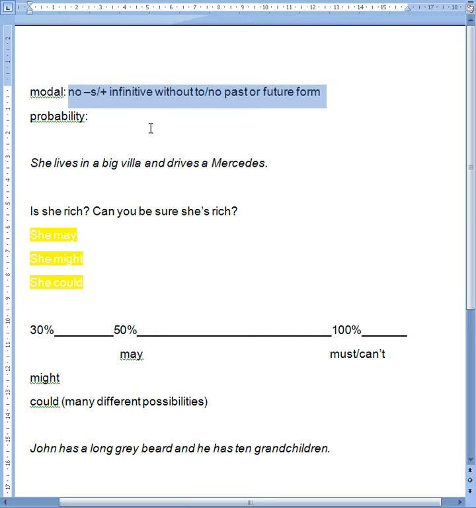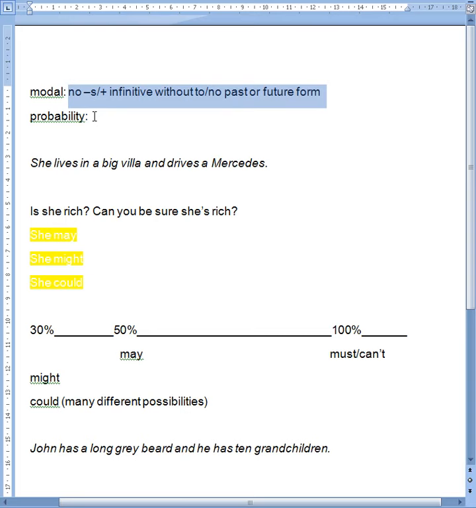What is typical for modal verbs is that in the third person singular they don't take s, so we say he can come, she may do it, and so on. Also, modal verbs are followed by the infinitive without to. You should be careful, no to. Another characteristic of modal verbs is that they don't have a past or future form.